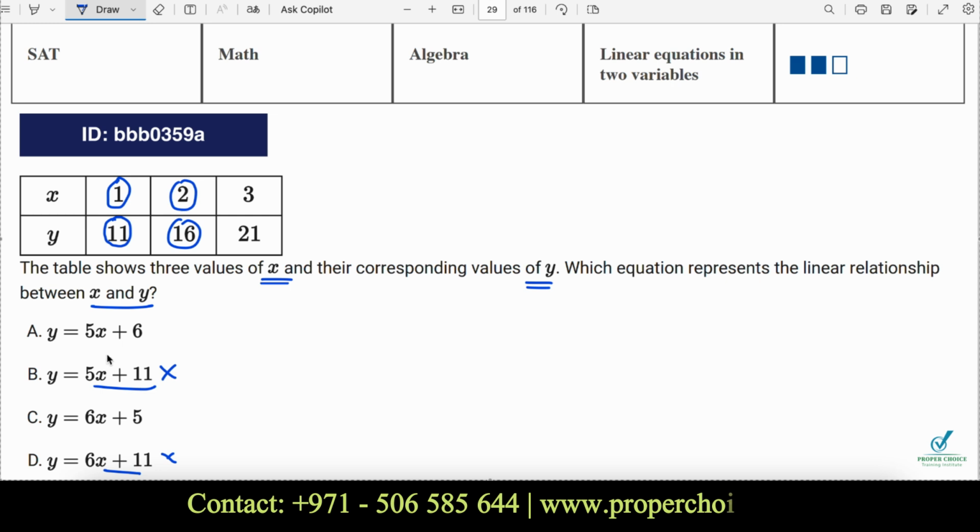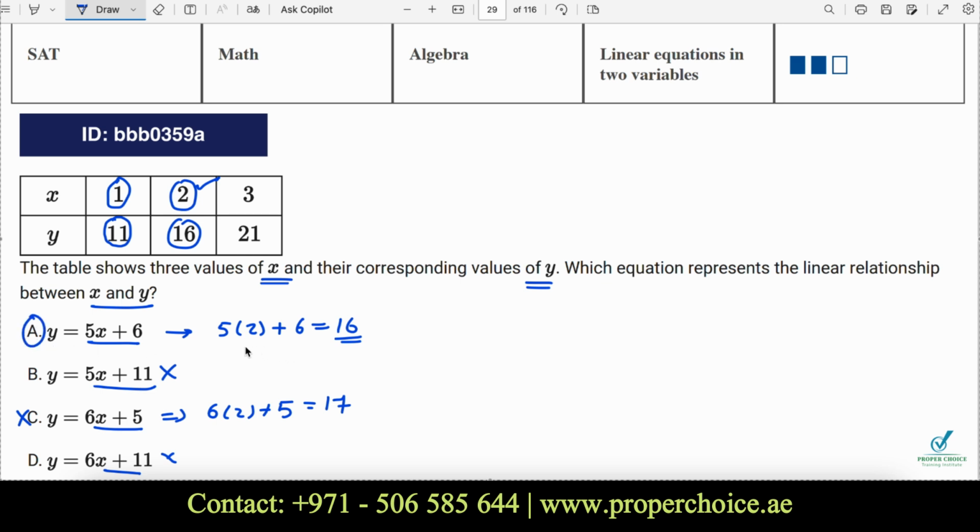When x is 1, the value of y here is also giving me 11. 6 times 1 plus 5 is also giving me 11. Now when you put x as 2, you should get a value of y as 16. So here, 5 times 2 plus 6, when x is equal to 2, is 10 plus 6, which is 16. Is it giving us the same with 6 times 2? Here it is 6 times 2, 12 plus 5, which is 17, but I need 16, so this is wrong. Definitely A is your answer.